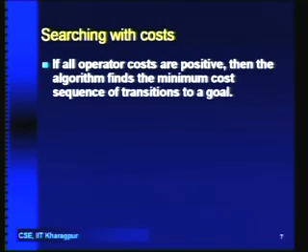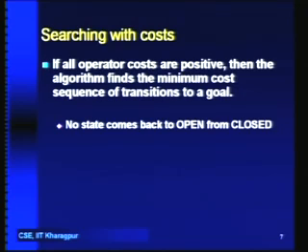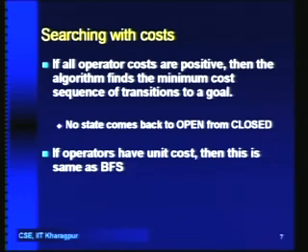So, result number 1 is, if all operator costs are positive, then the algorithm finds the minimum cost sequence of transitions to a goal, right. And this is exactly as in Dijkstra's. If operator costs are positive, then what we have is exactly Dijkstra, and no state will come back from closed to open. If operators have unit cost, then this is the same as breadth first search. Yes or no? If all operators have unit cost, then the cost of a node is the minimum depth at which it can be reached, right. So, you will expand it in that sequence. So, you will be expanding the nodes at a depth of 1 first, then depth of 2. So, we are going breadth first, right.